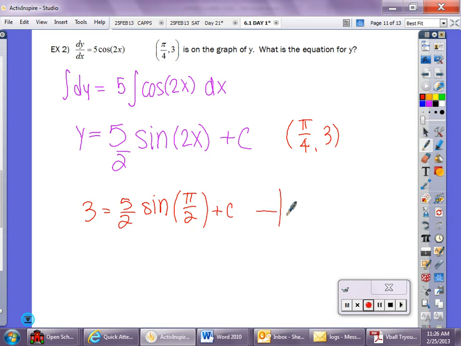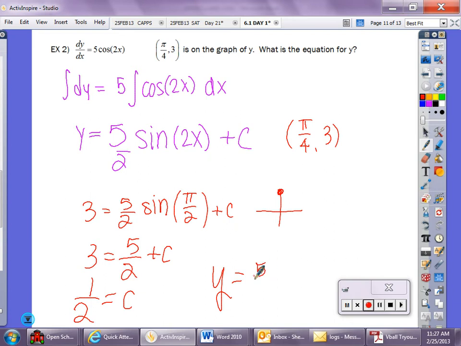Sine of pi over 2, that's up here. Y value is 1. So I get 3 equals 5/2 plus c. So c is, hopefully you all got 1/2. That's what I got. And then don't forget to rewrite your answer.